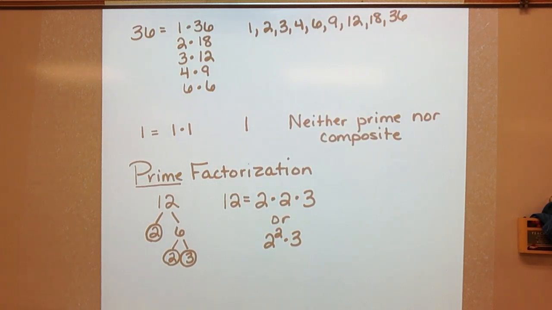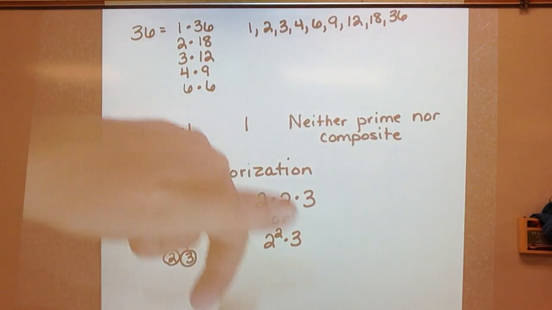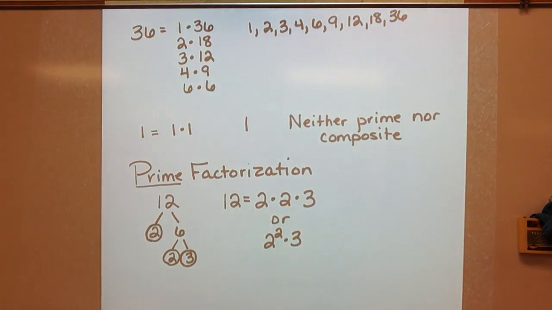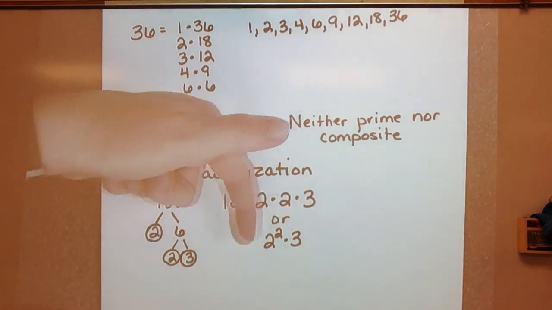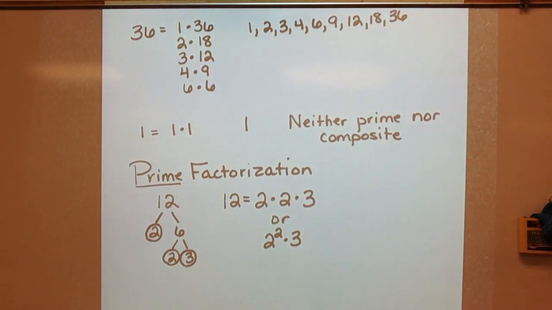Now, let's check that out and see if it's true. 2 squared, that means 2 times 2. 2 times 2 is 4. 4 times 3 is 12. And that's my original number. Okay? All right.